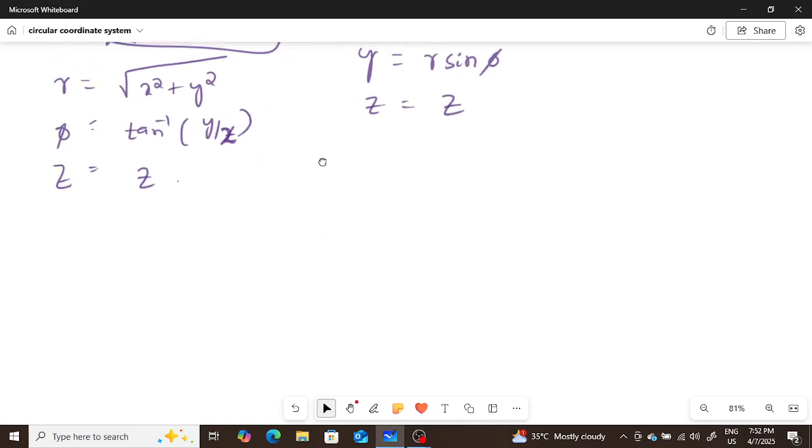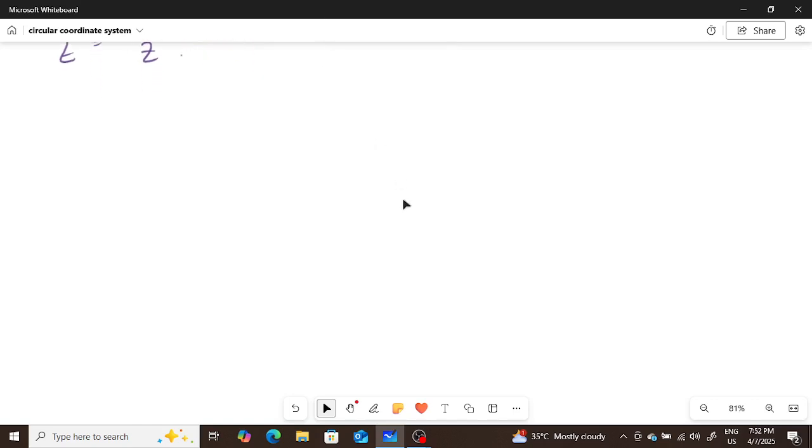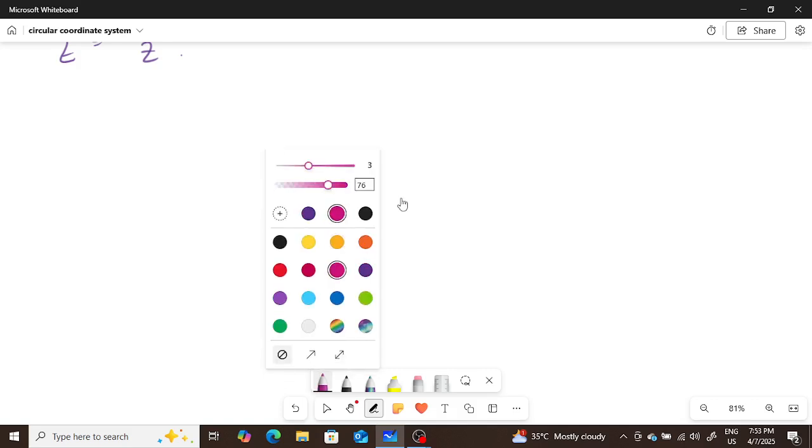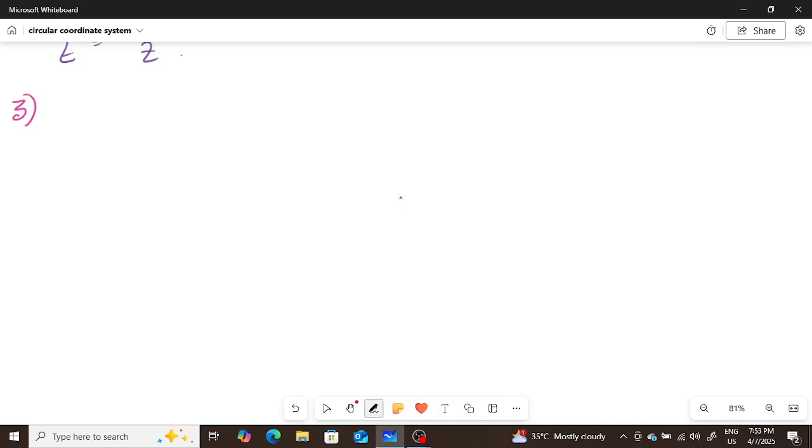This is regarding cylindrical coordinate system and Cartesian coordinate system. The next coordinate system we are starting with is the third coordinate system, the circular coordinate system.